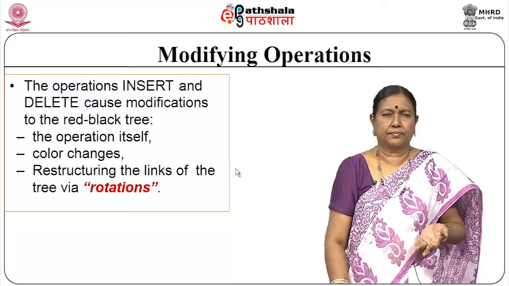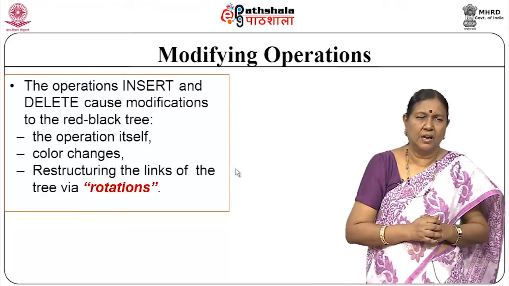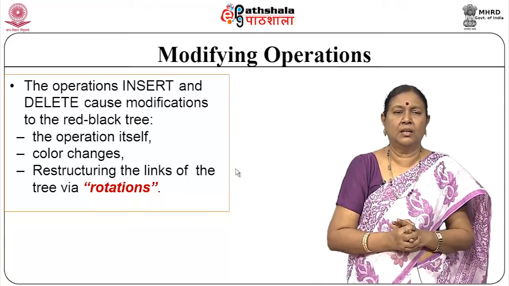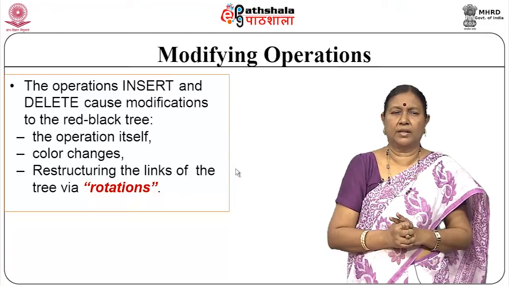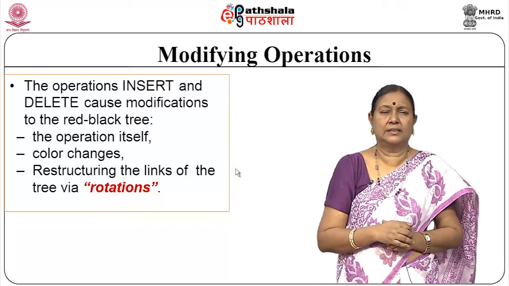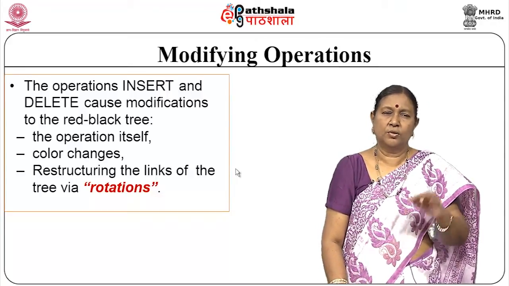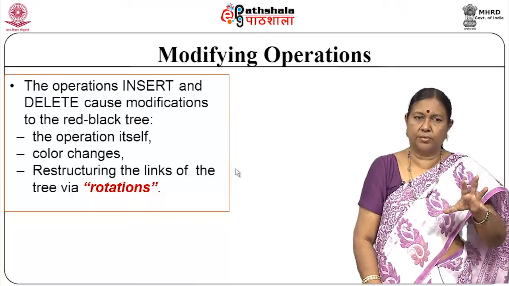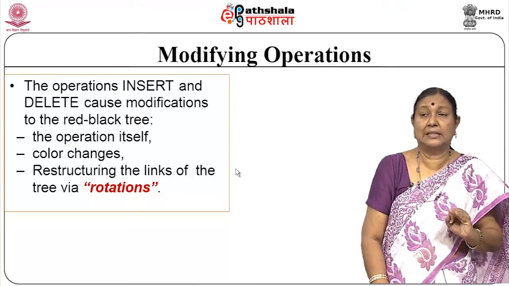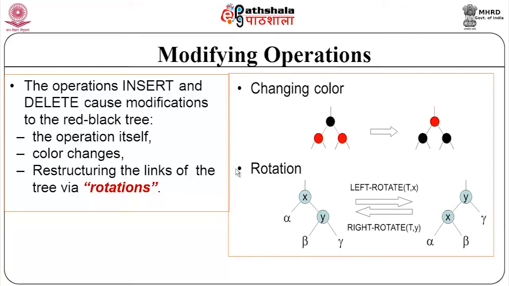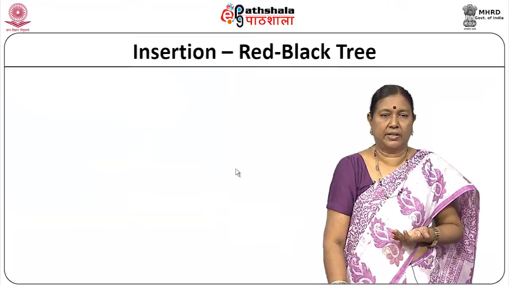Now, the operations insertion and deletion cause modifications to the red-black tree. In this module we are discussing only insertion. The operation itself, the color changes, and restructuring the links of the tree via rotations have to happen. So, what modifications does insertion do? The operation itself is a modification, color changes are a modification, and restructuring also happens. So, changing colors, for example, if you had it like this, you will change it like this, or through rotation, which we have already seen, either a left rotate or a right rotate.